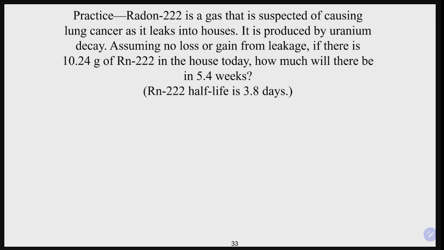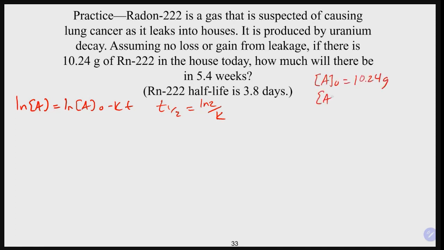So again, we're going to use our kinetics equation here. Our two that oftentimes go together are our first order, and then obviously our half-life here. We're going to run into the same situation as we did on the previous one. We're going to have enough information, but we're still missing our decay constant. We do have our initial concentration of 10.24 grams. We are, again, looking at how much will be there when it's all said and done.